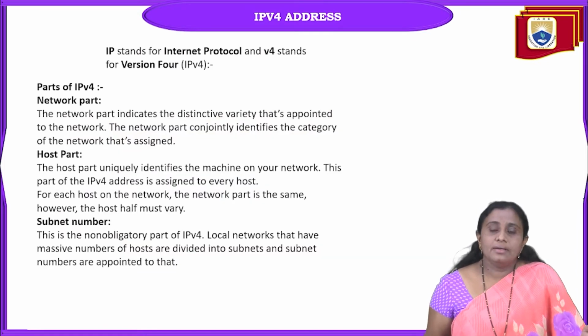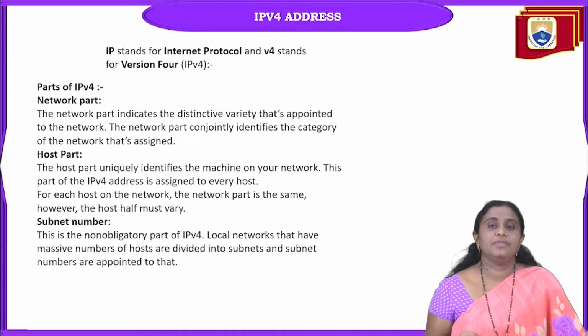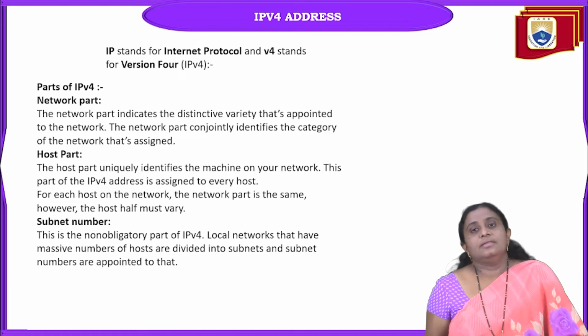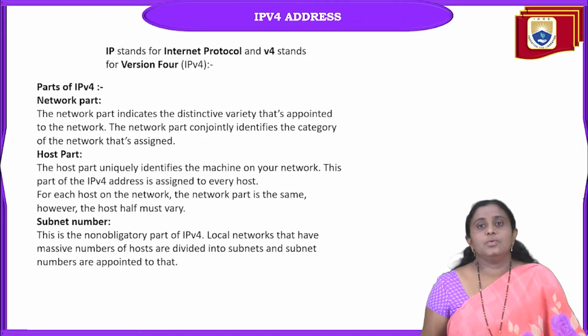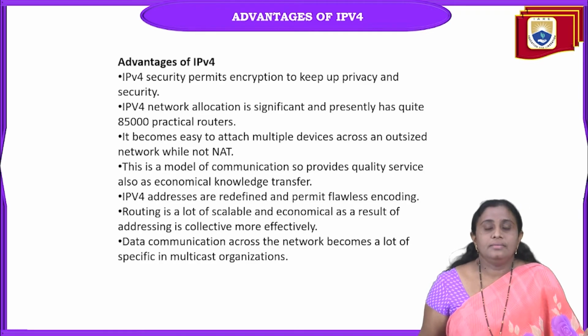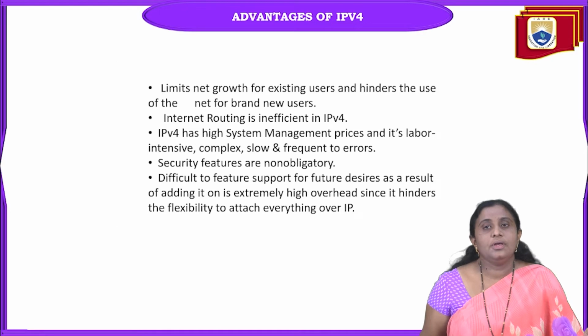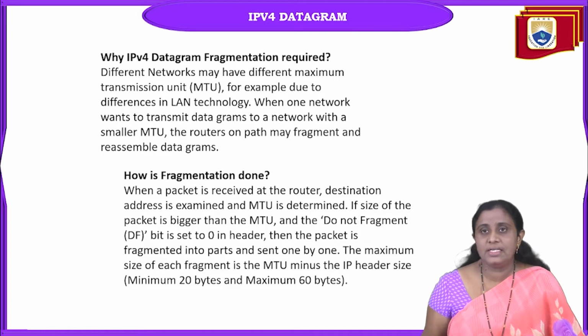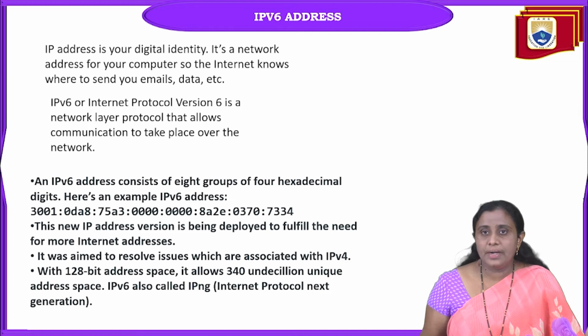Next, the types of the IPv4. What are the parts of the IPv4? Those are related: the three parts, network part, host part, as well as the subnet number. The characteristics of the IPv4, the advantages of the IPv4, the disadvantages of the IPv4, as well as the IPv4 datagram. That means datagram fragmentation, how the fragmentation will be done.